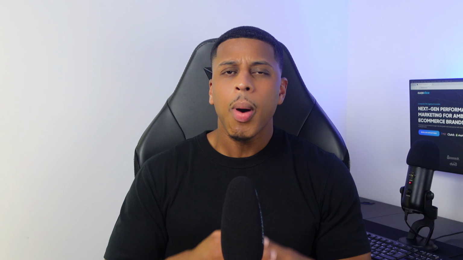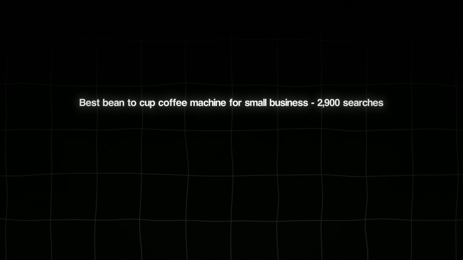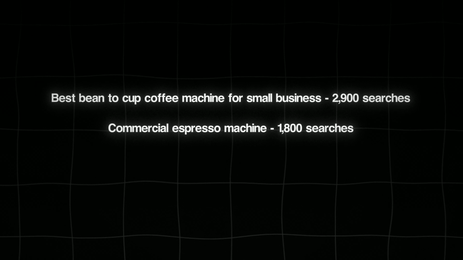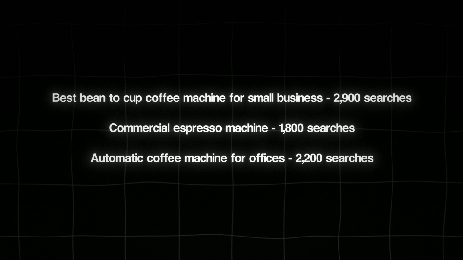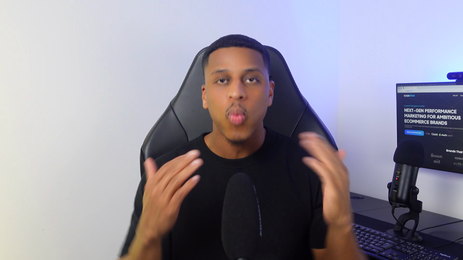But when we dug into the data, we found keyword gems like best bean to cup coffee machine for small businesses. We found commercial espresso machines for 1,800 searches per month, automatic coffee machines for offices, you name it. These keywords are way better and they have a much clearer buying search intent. These people know what they're looking for and they have their Amex cards ready in hand, ready to make a purchase. Now that we nailed our keyword strategy, let's move on to part 2 of the process: on-page SEO.